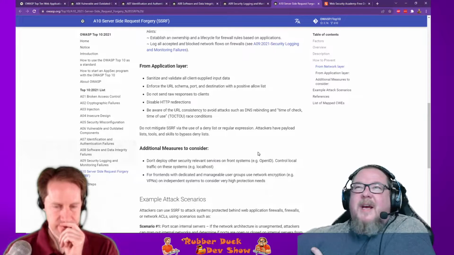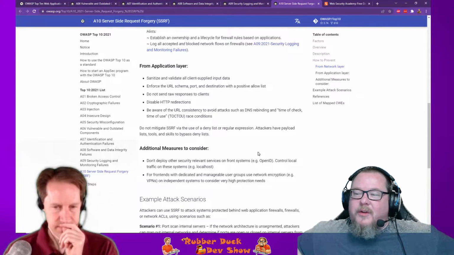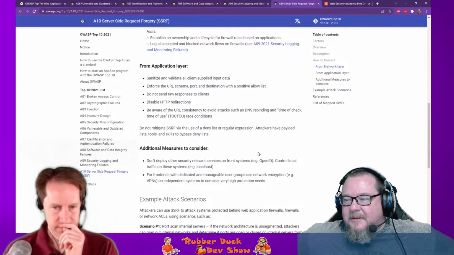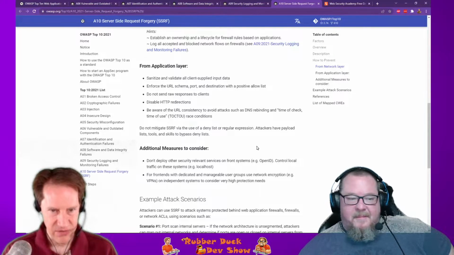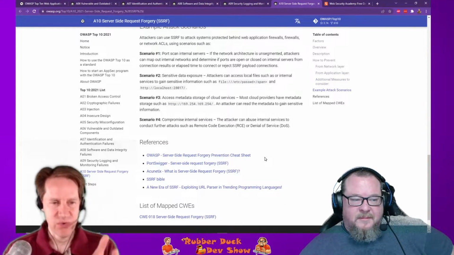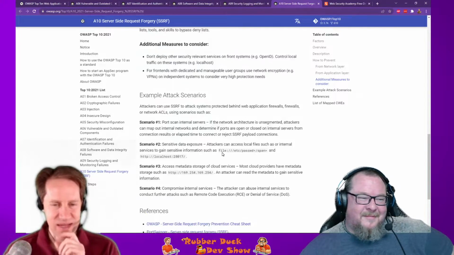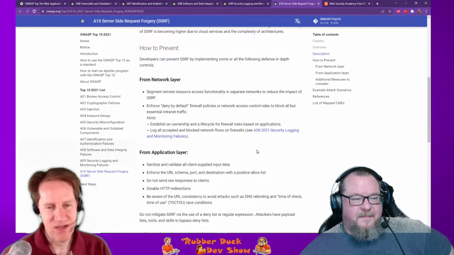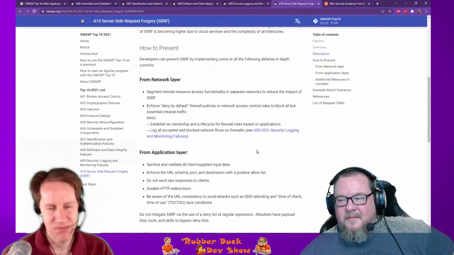So it's kind of sneaking around the backside and tricking the server into making calls that it shouldn't make because it has almost unlimited access. Yeah, and some of this stuff, like what they're listing down here, ways to prevent it. I think if you're doing that stuff, you probably should program it differently. Like above the example attack scenarios, they're talking about the application layer, sanitize and validate all client supplied input data. I mean, yeah, you need to be doing that anyway.